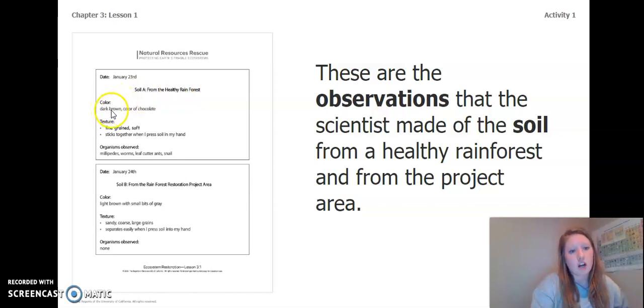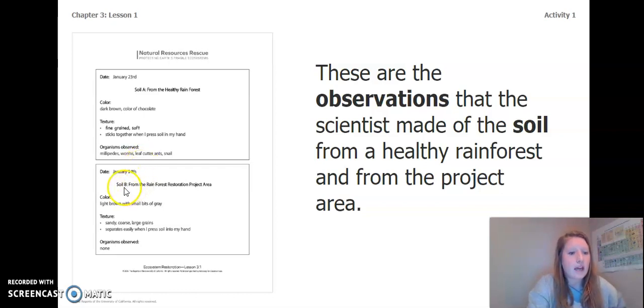The color is dark brown, kind of like the color of chocolate. The texture is fine-grained and soft, and it sticks together when I press the soil in my hand. Organisms observed, and remember, organisms are living things, were millipedes, worms, leafcutter ants, and snails.